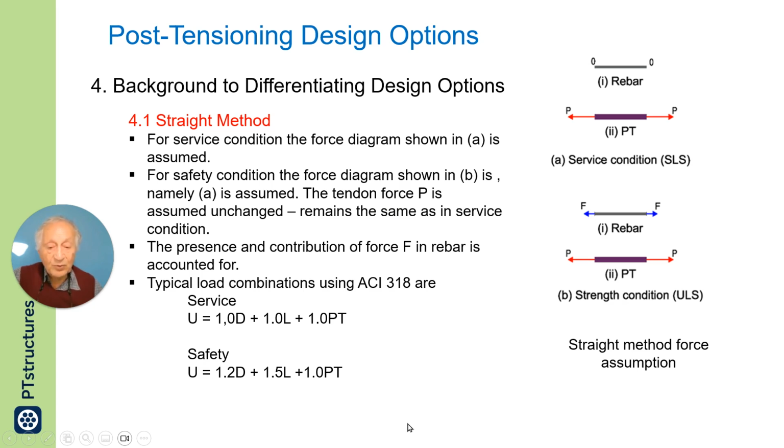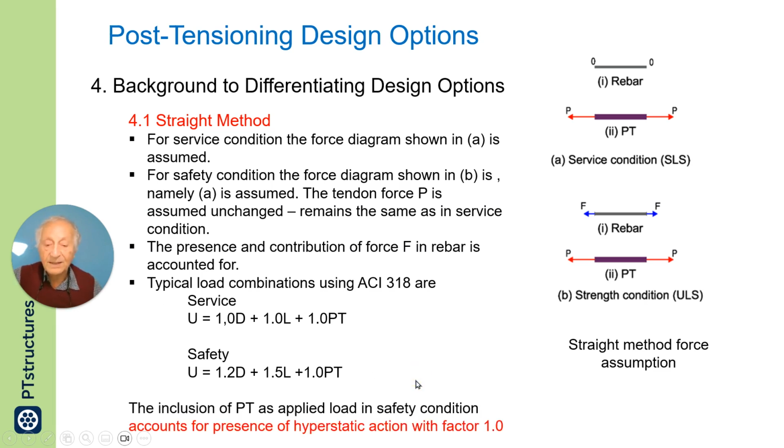But when you put 1 PT, this already includes the hyperstatic, because this force here, which comes from the service, results in the hyperstatic with factor 1. So this is ACI code compliant, but very simple. You don't have to go through the hyperstatic calculation. The inclusion of PT as applied load in safety condition accounts for presence of hyperstatic action with factor 1.